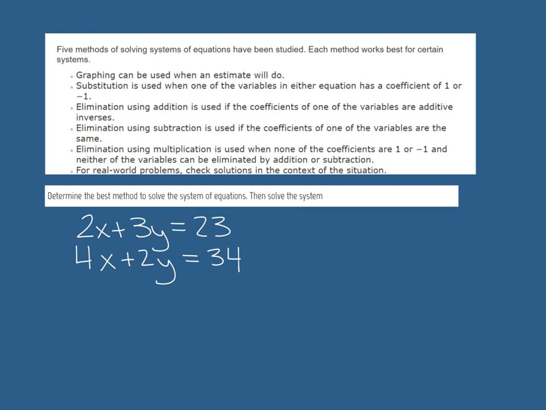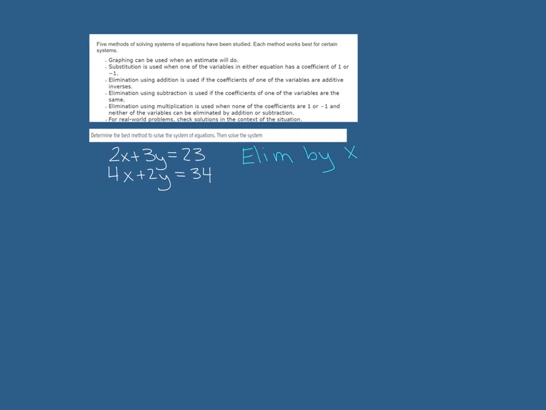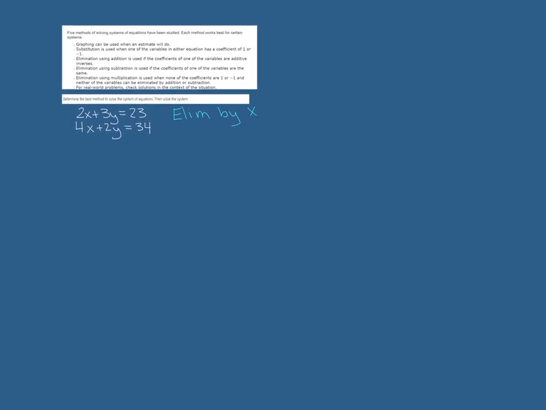So let's determine the best method to solve the system of equations in this system. Okay, then we're going to solve it. All of the coefficients for the variables are different in this problem. So that means that we're going to use elimination using multiplication. So elimination by, and I'm just going to put this, multiplication. Okay, so now they want us to solve it.